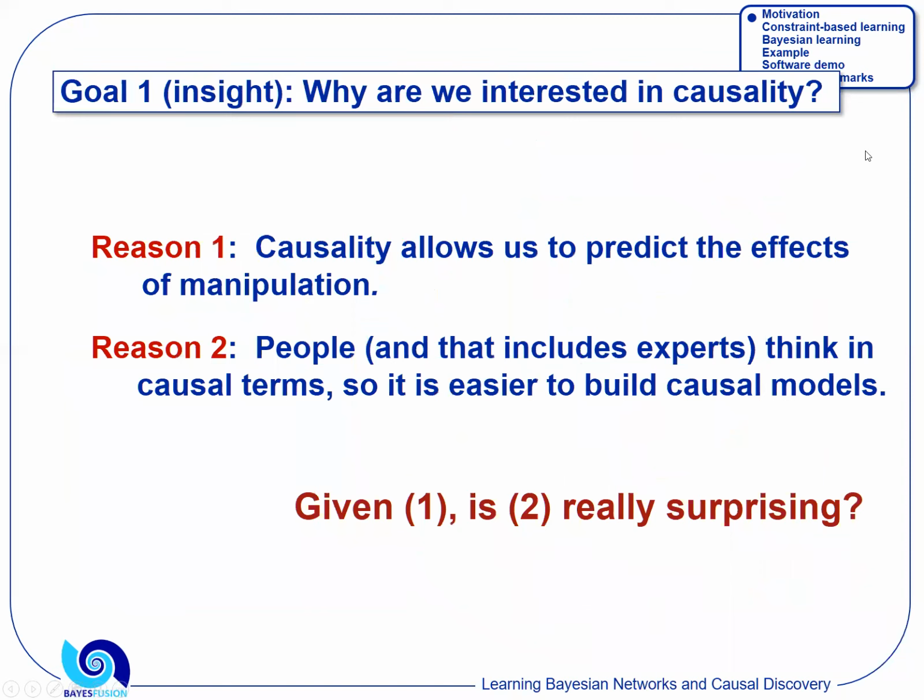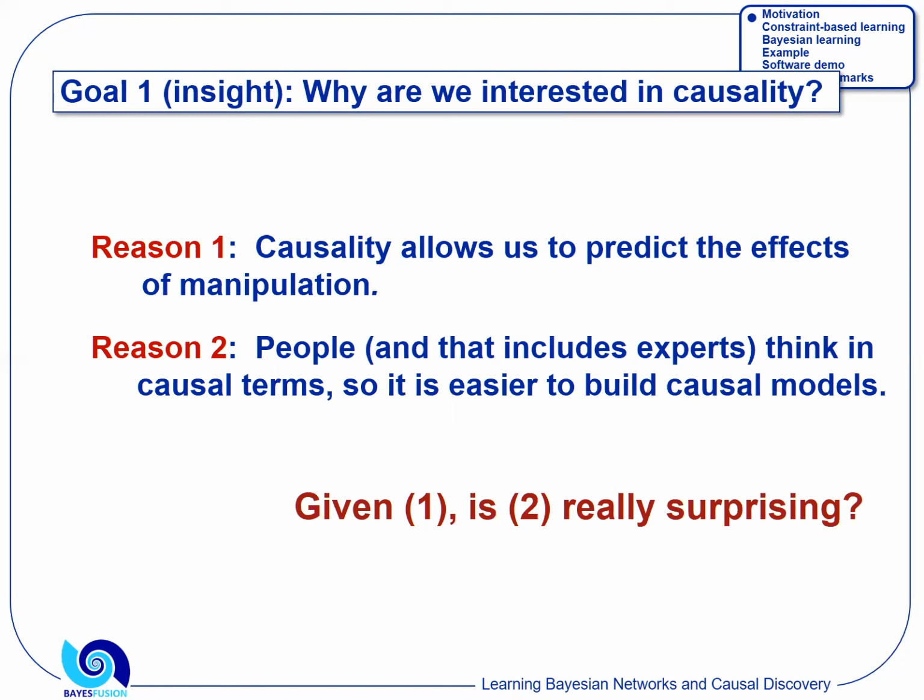Why are we interested in causality? The main reason, I think, is that causality allows us to predict the effects of manipulation. In fact, science is focusing on causality. Every scientific experiment has a goal, insight, and the main type of insight is causal insight. What causes what? Of course, we can ask more detailed questions like the precise type of functional interaction, dependence, etc. But the structure, causation, is the main goal.